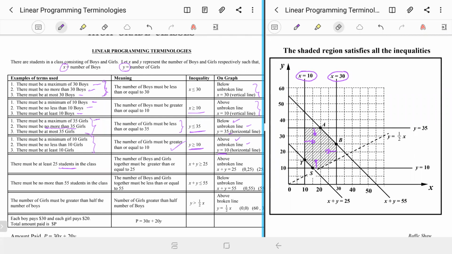Now in this example, there must be at least 25 students in the class, meaning the number of boys and girls together must be 25 or more. The number of boys and girls together must be greater than or equal to 25. The inequality is x plus y greater than or equal to 25, where x plus y is the total number of students.